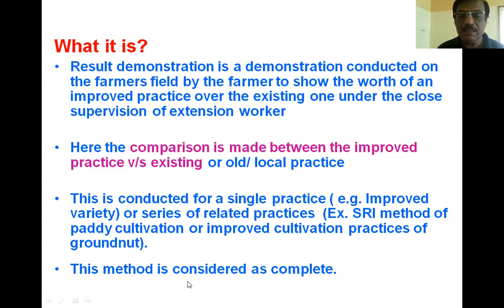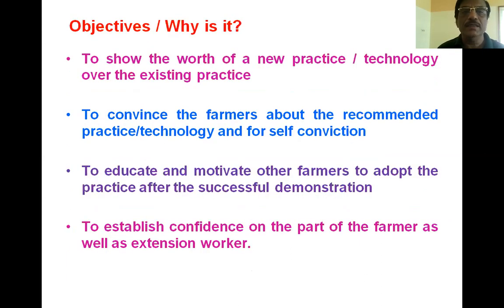This method is considered complete, because here you are going to show the results by adopting a series of cultivation practices, recommended practices, starting from sowing to harvesting. Here you are going to show the results of the improved cultivation practices starting from sowing to harvesting. So that is why, here you are going to prove the results. You are going to show the results. So that is why it is called the complete method.